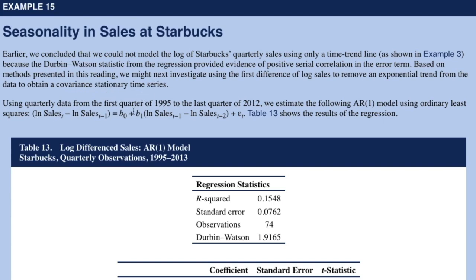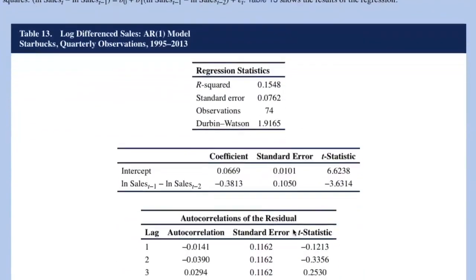Using quarterly data from the first quarter of 1995 to the last quarter of 2012, we estimate the following AR1 model using OLS. So we see we have a first difference as our dependent variable equals B0 plus B1 and the lag of the first difference. So everything looks right here. This is an AR1 model. And we have our results. So let's go down and have a look at our results.